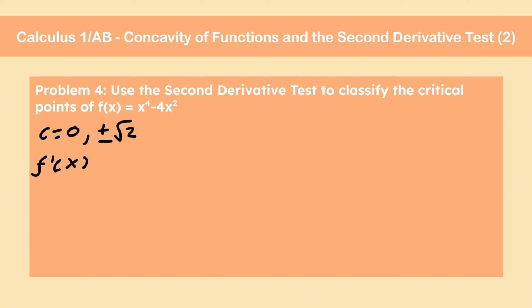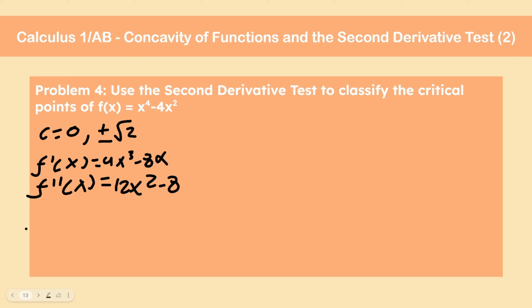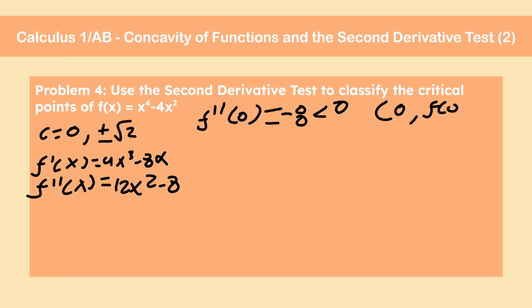So we take the first one again, 4x cubed minus 8x. And we take the second derivative based on f prime of x. Now you have 12x squared minus 8. And now we're going to plug in values into the second derivative. So the second derivative of 0 is equal to 12 times 0 minus 8, which is negative 8, which is less than 0, which means that the point 0, f of 0, is a relative maximum.